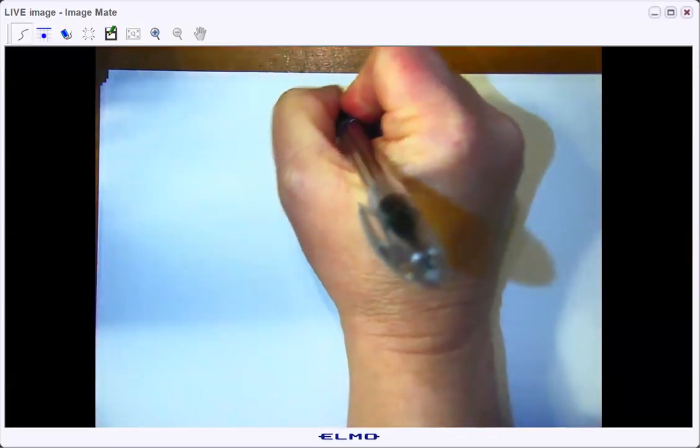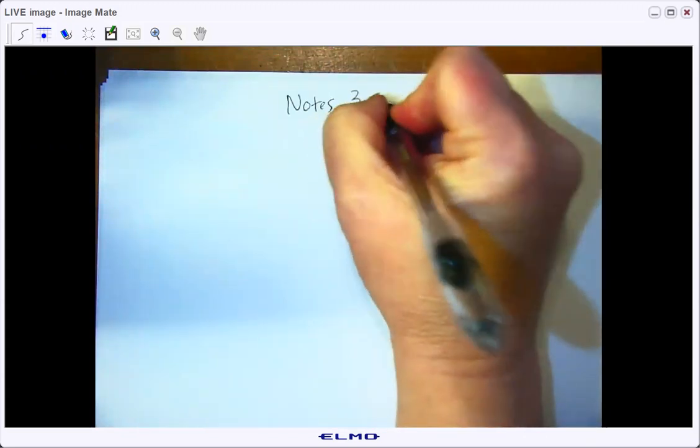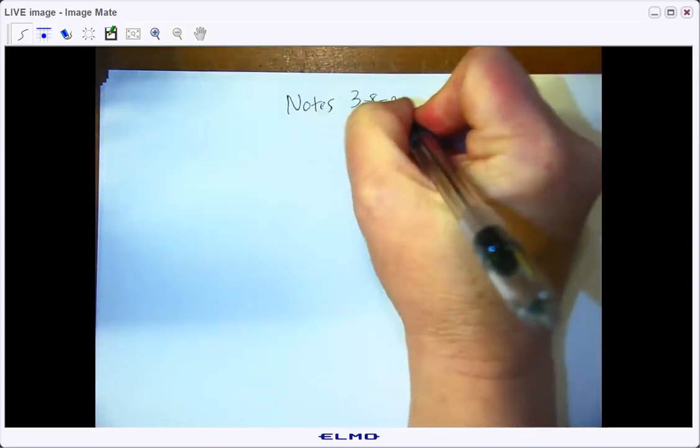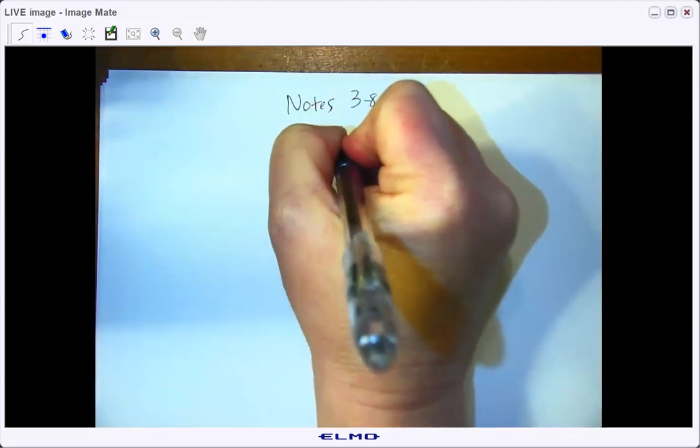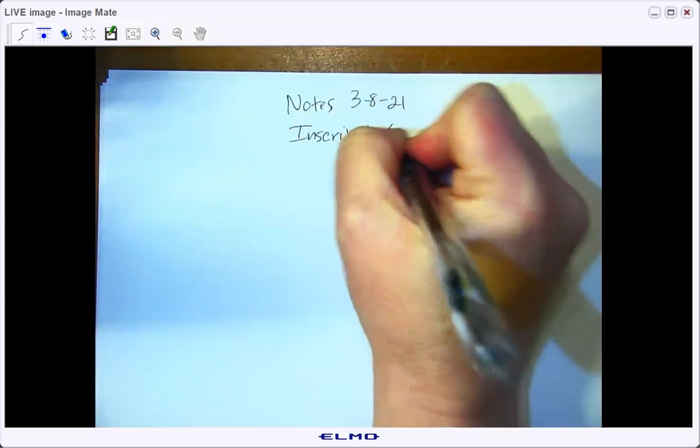Notes. Create. It's called Inscribed Angles.